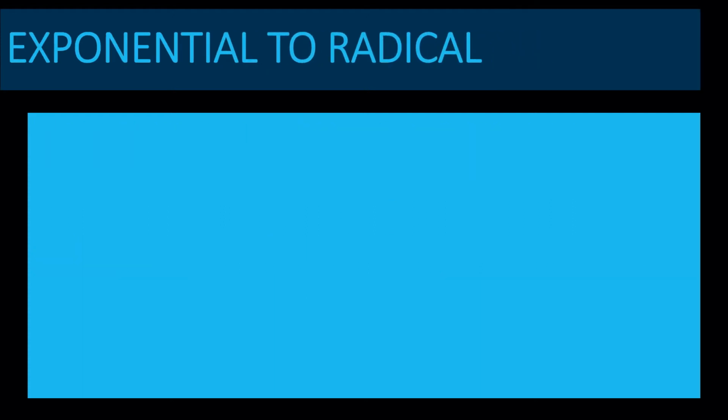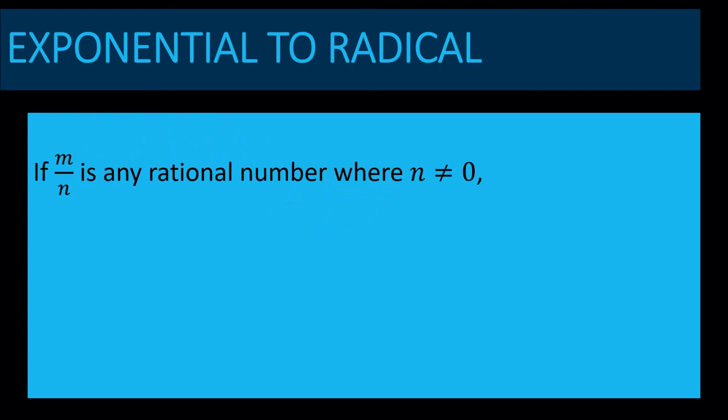Now let us proceed to the main focus of this tutorial video. Transforming exponential to radical. We are going to follow this procedure. If m over n is any rational number, we are referring to the exponent, which is a rational number, where n is not equal to 0. Again, n cannot be equal to 0 because division by 0 is not defined in mathematics. So if we have this form, a raised to the power of m over n, take note that the exponent is a rational number.